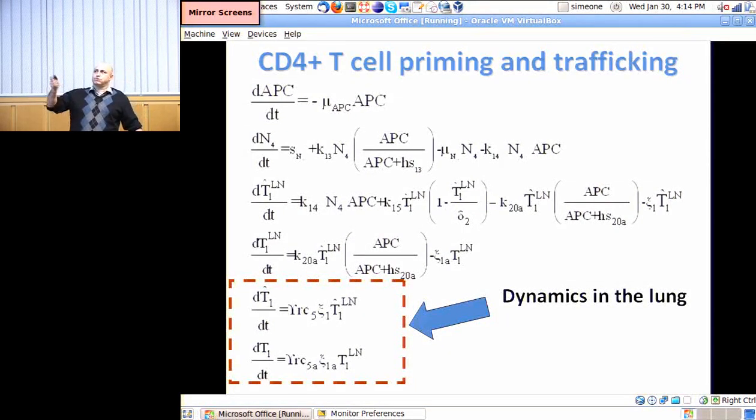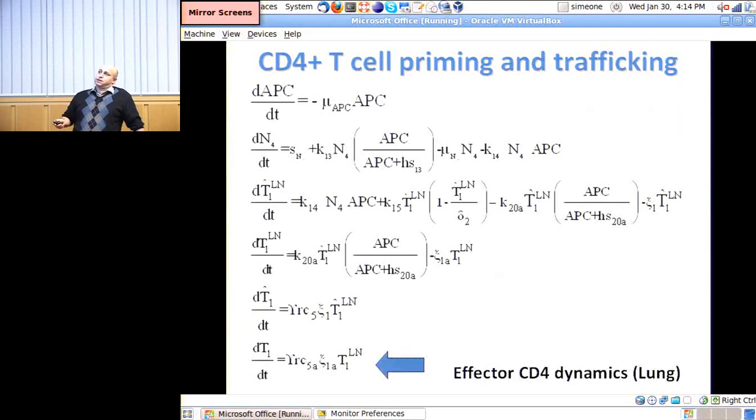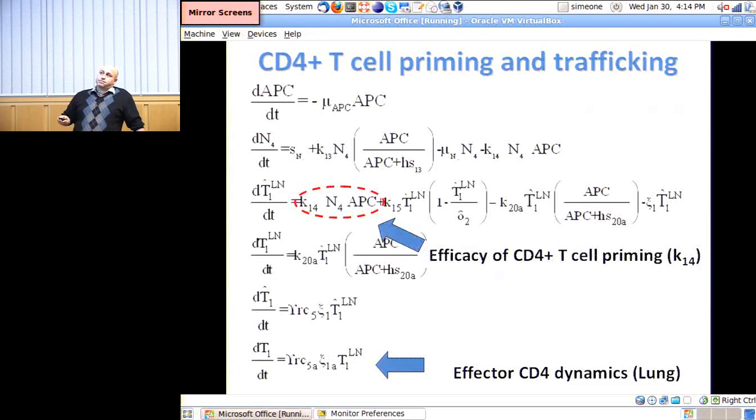In similar fashion, we have the CD8. More specifically, again, those are the naive CD4 dynamics. These are the effector CD4 dynamics. And those are the same effector CD4, but in the lung. We can look at a specific mechanism, which is this parameter, K14, basically the priming efficiency. It's the likelihood that if you have an antigen-presenting cell and a CD4, that interaction generates an effective T cell. So we can manipulate that, at least in the model. It's harder to do it experimentally, but that's part of the systems biology approach, right?